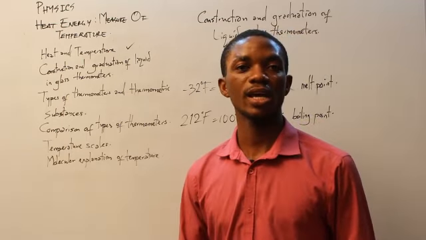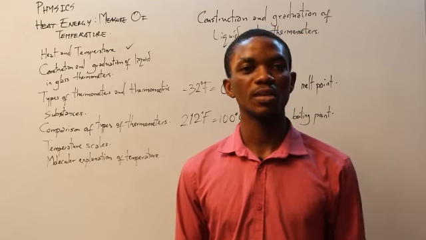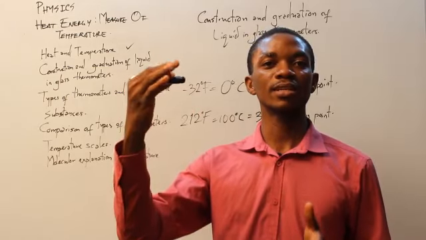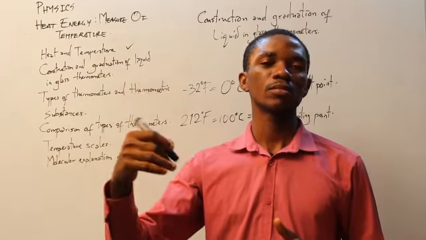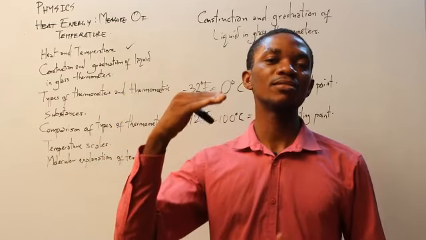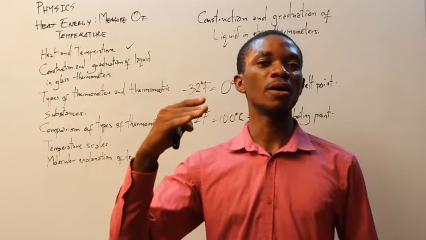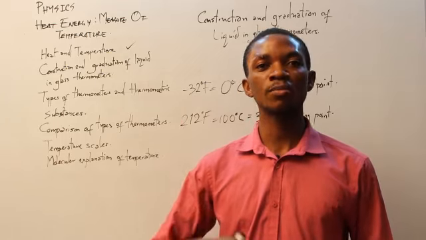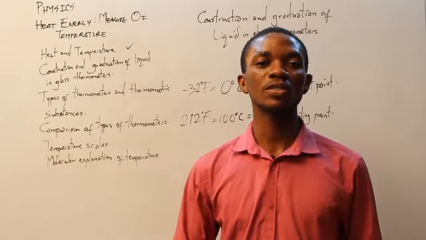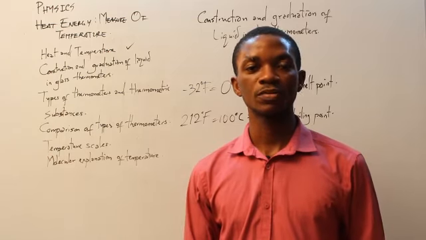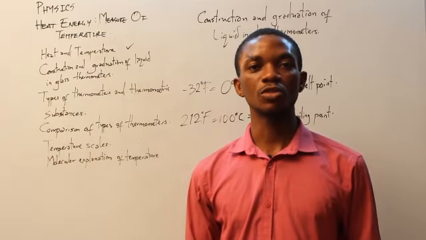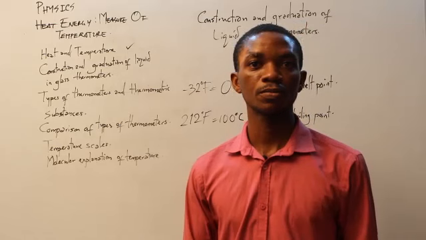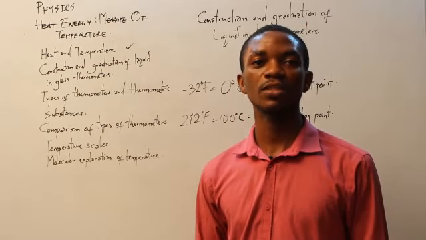After taking these two fixed point measurements, every other measurement can be done by dividing the distance between the melting point of ice and the boiling point of water into whatever number of scales one wants one's temperature to have. If you're working with mercury, you'll have something similar to the Celsius and the Kelvin temperature scale.